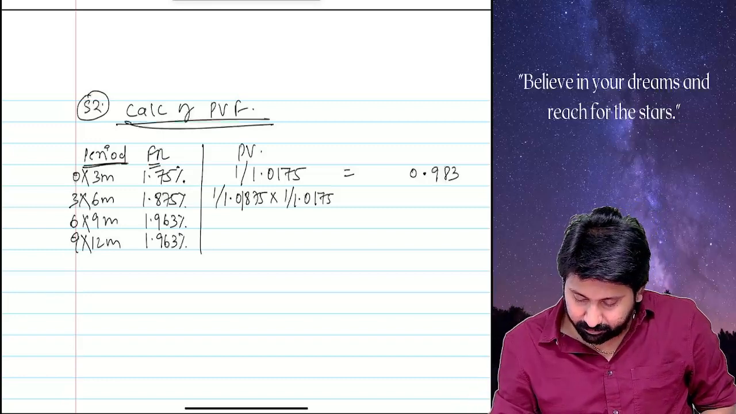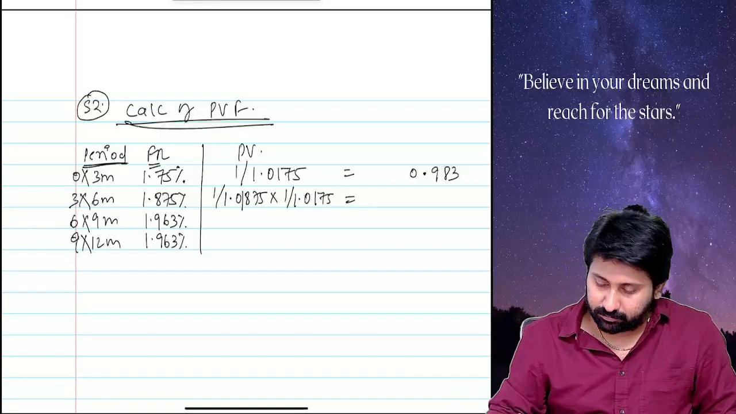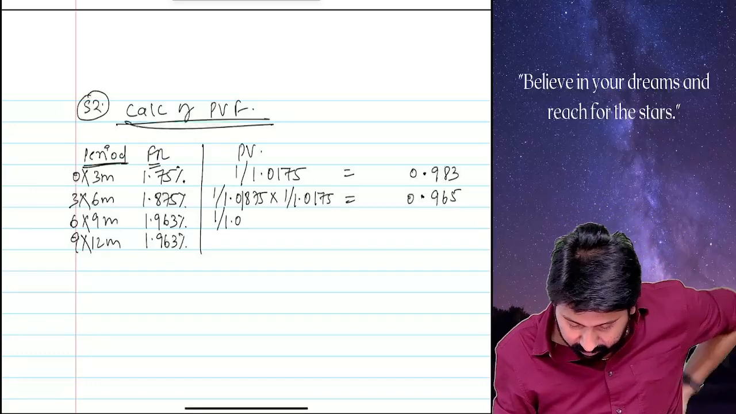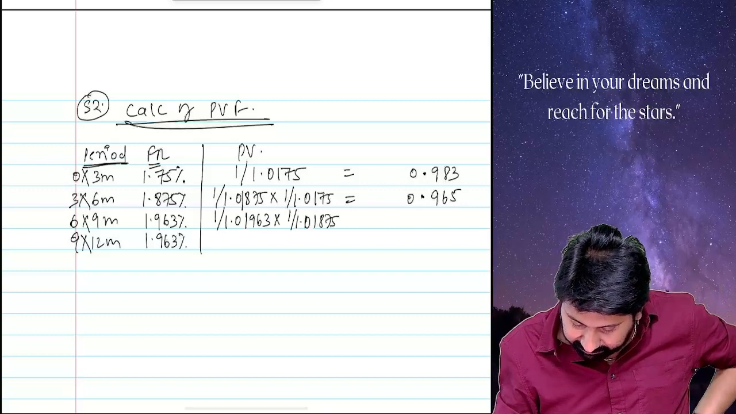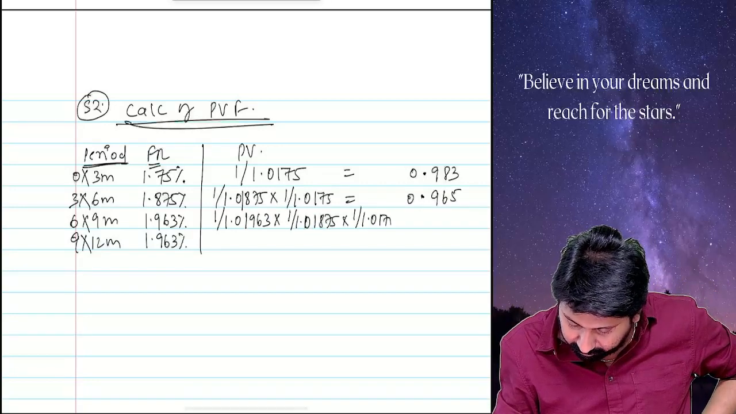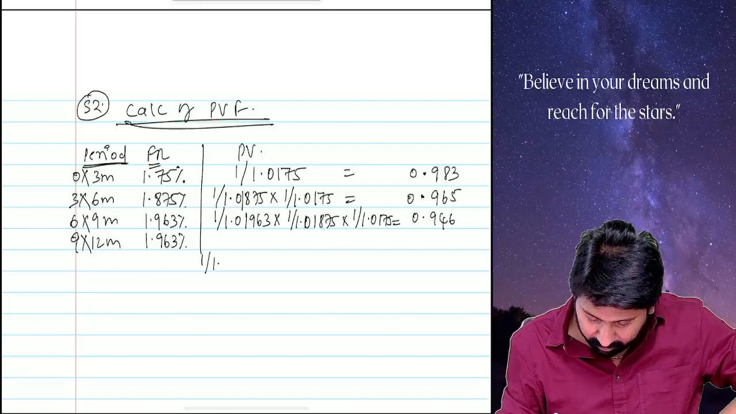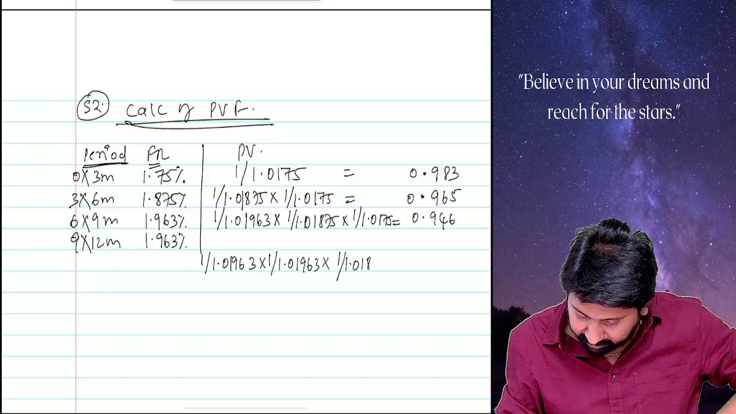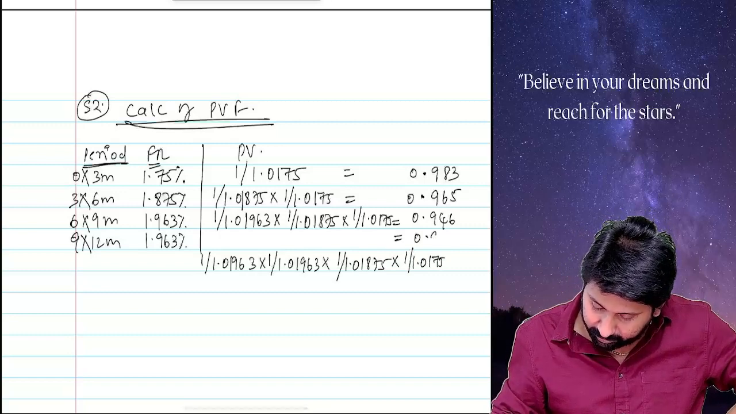0.1875. 1 by 1.01875 into 1 by 1.0175. 1 by 1.01963 into 1 by 1.01875 into 1 by 1.0175. Next. 1 by 1.01963 into 1 by 1.01963 into 1 by 1.01875 into 1 by 1.0175. 0.92. Total them.